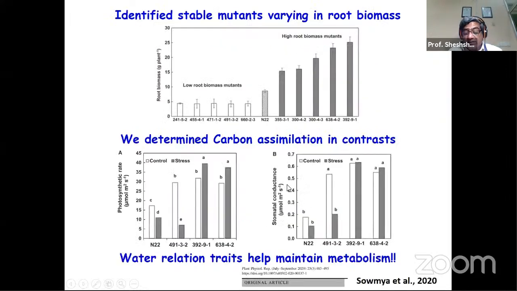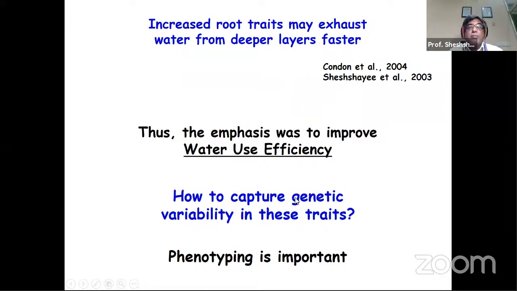There is no doubt that deep-rootedness is important for taking up water better from the soils. But there is a caution that we have. The moment you increase the root system, in conditions when the water is very limited in the field, increasing the uptake of water will perhaps exhaust all the water that you have in the deeper layers, and therefore it's going to be something tough.